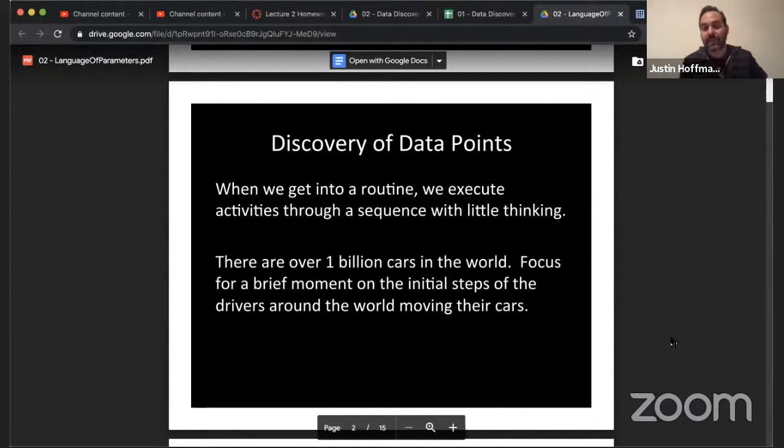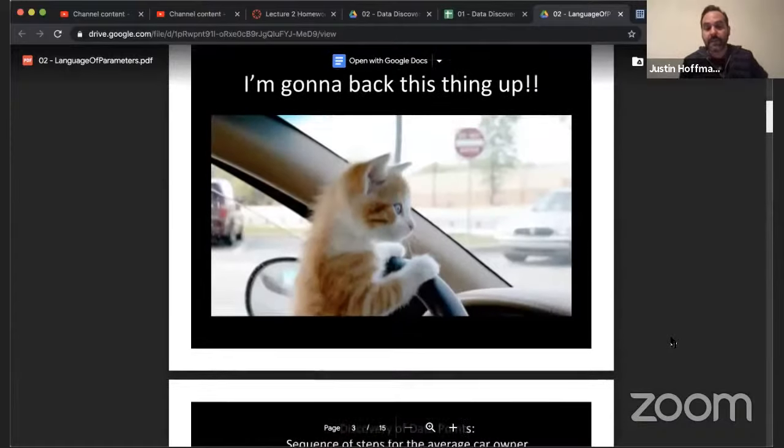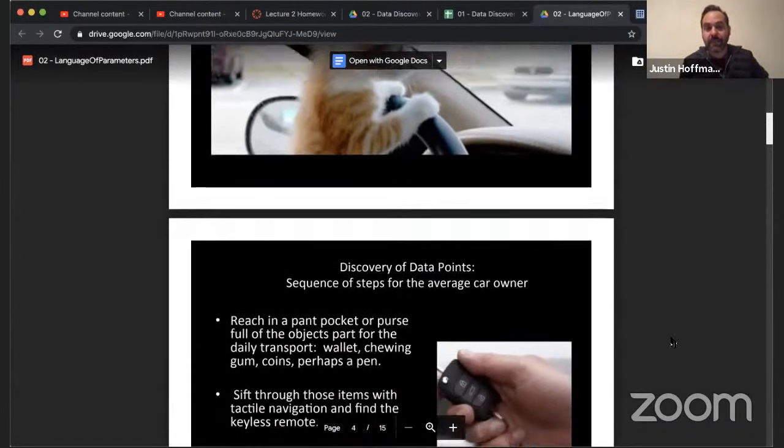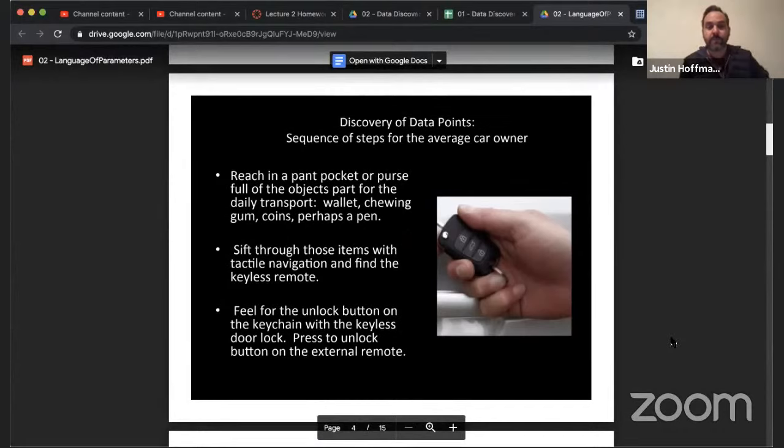with little thinking. There's over 1 billion cars in the world. Focus for a brief moment on the initial steps of the drivers around the world moving their cars. And this is a cat backing stuff up in the morning to drive their car.